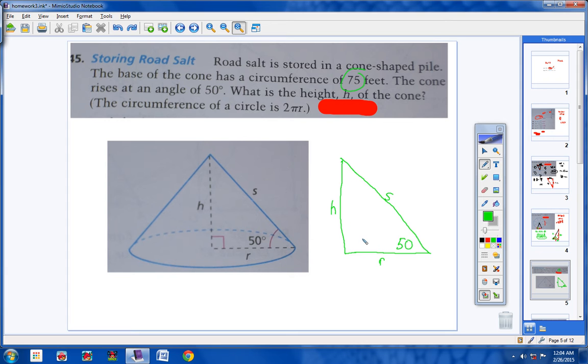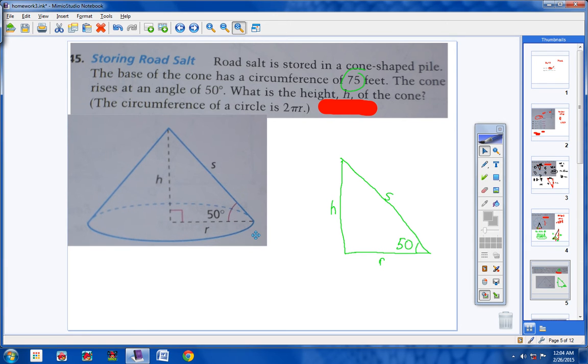Now that would be so easy, guys, if we just knew one of these sides. Man, I wish we did. Well, actually, we don't, but we can find it real quick. Because don't forget, we know the circumference is 75, and they give you a little hint right here. Circumference is 2 pi r. So let's think about that. If circumference equals 2 pi r, and what's the circumference? 75. So what can I put for C right here? 75 equals 2 pi r.